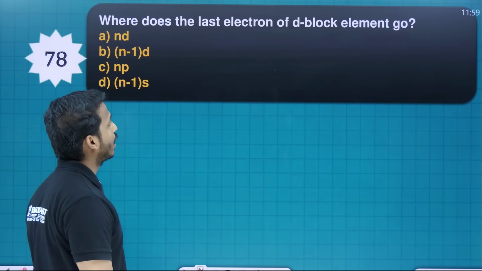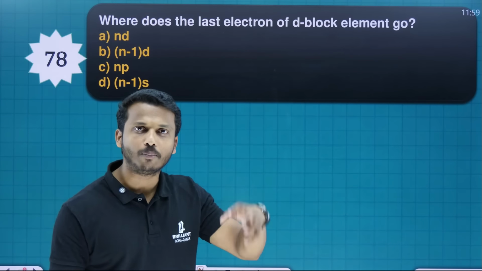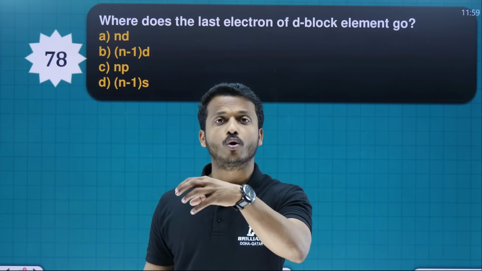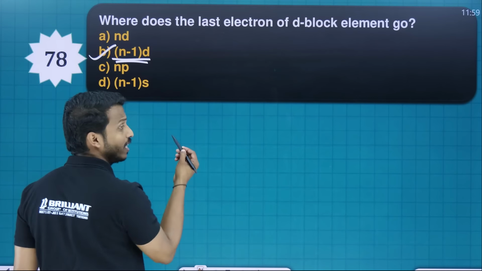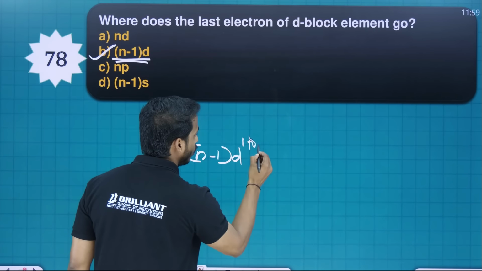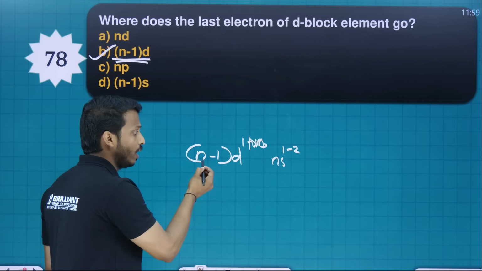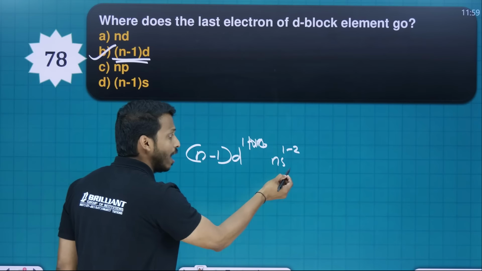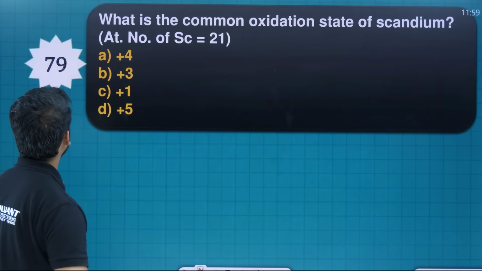Where does the last electron of D-block elements go? If it wants to be a D-block element, the last electron should go to the D orbital, which is the n-1 d orbital. What is the general electronic configuration of D-block elements? n-1 d 1 to 10, and ns 1 to 2. So where is the last electron entering? After filling s, the electron comes to n-1 d.